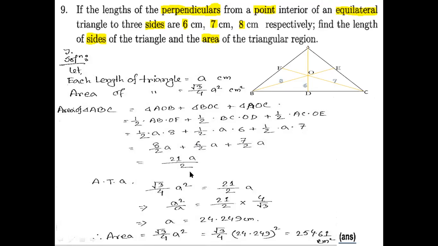Then this is our total calculation. We get 21a by 2. Actually, this is the total area of the triangle, and also the total area of the triangle is root 3 by 4 into a square. So according to the question, we can say these two are equal.